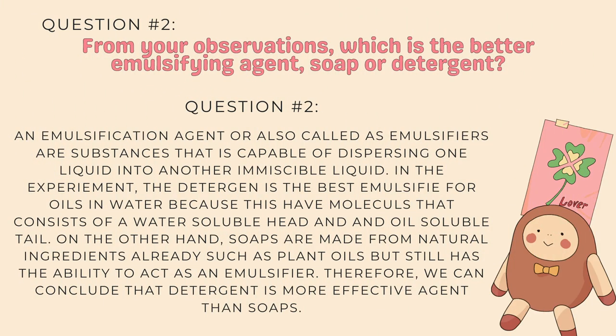So for question number 2, from your observations, which is the better emulsifying agent, soap or detergent? Emulsification agents, also called emulsifiers, are substances that are capable of dispersing one liquid into another immiscible liquid. In the experiment, the detergent is the best emulsifier for oils in water because these have molecules that consist of a water-soluble head and an oil-soluble tail. On the other hand, soaps are made from natural ingredients, such as plant oils, but still have the ability to act as an emulsifier. Therefore, we can conclude that detergent is a more effective agent than soaps.